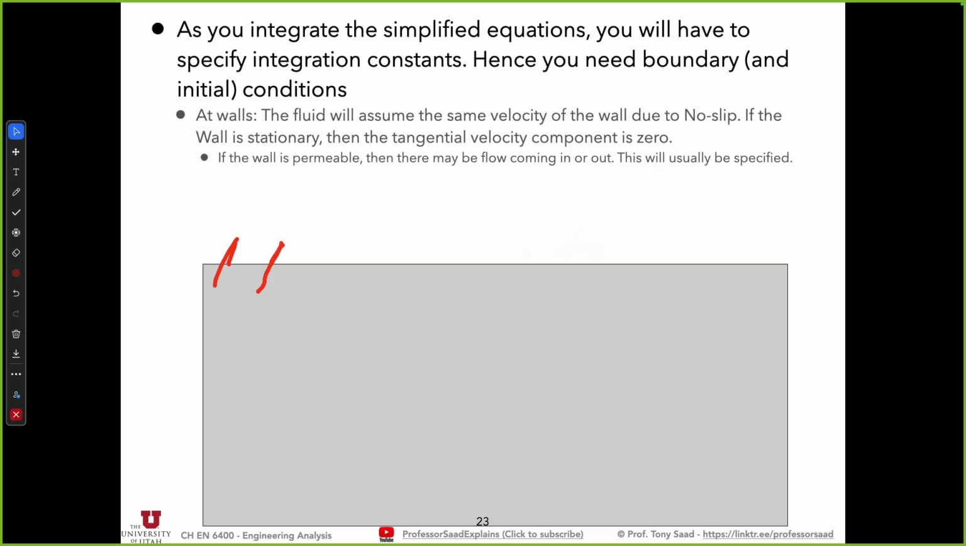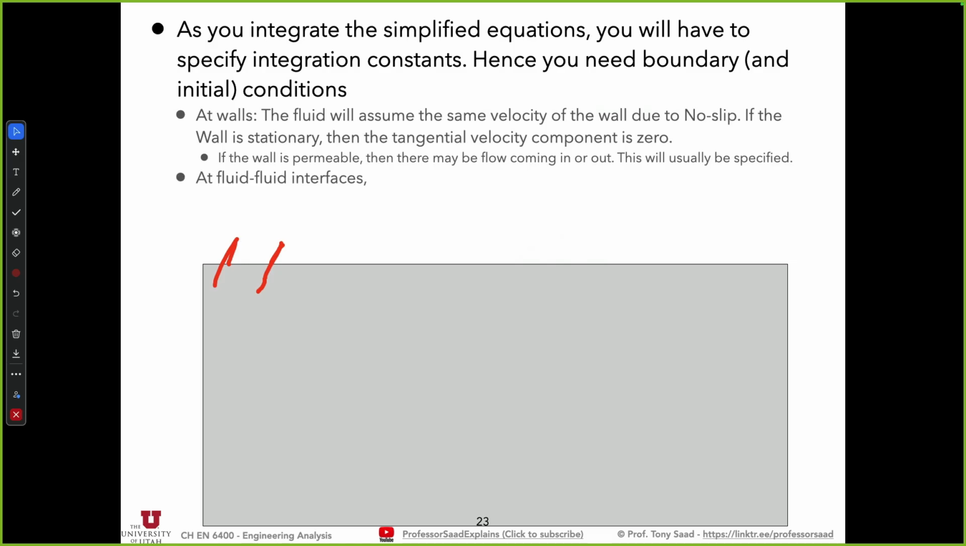Okay? If the wall is open or permeable, some flow might be coming in. So then you would have a normal component of velocity coming in. That becomes a little more complicated because that becomes a two-dimensional problem in that case. Okay? We're not going to cover that.